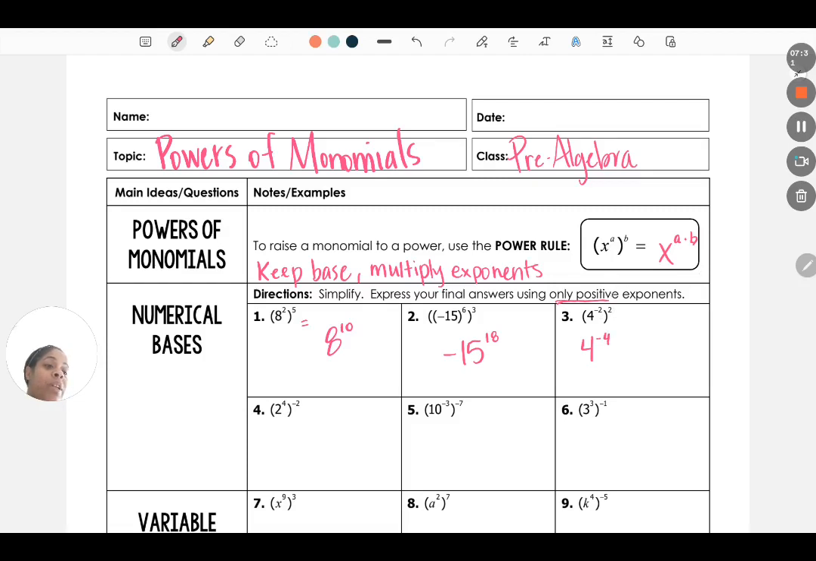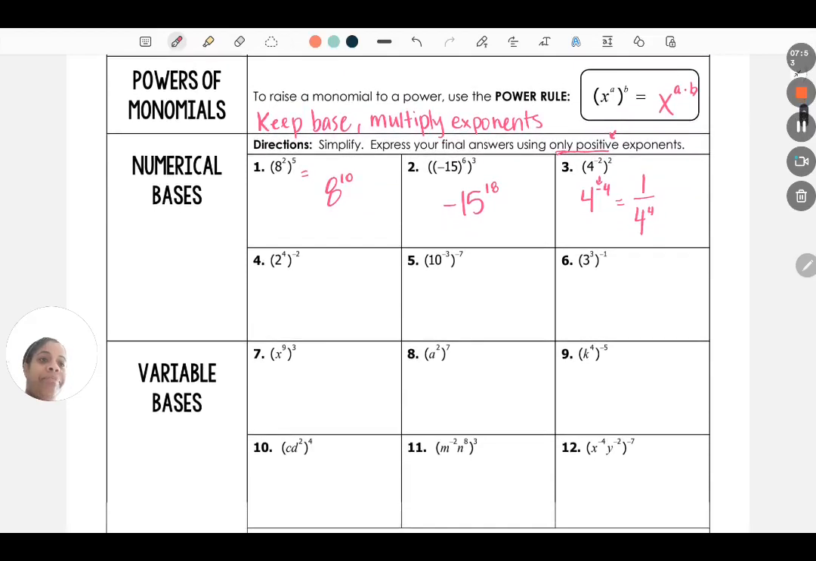But remember, the direction said positive only. So I know this negative tells me that I need to flip this or invert it. So it's going to be 1 over 4 to the 4th power. I keep everything the same. I just remove the negative by making it a fraction. I'm going to keep saying that so that you remember that.